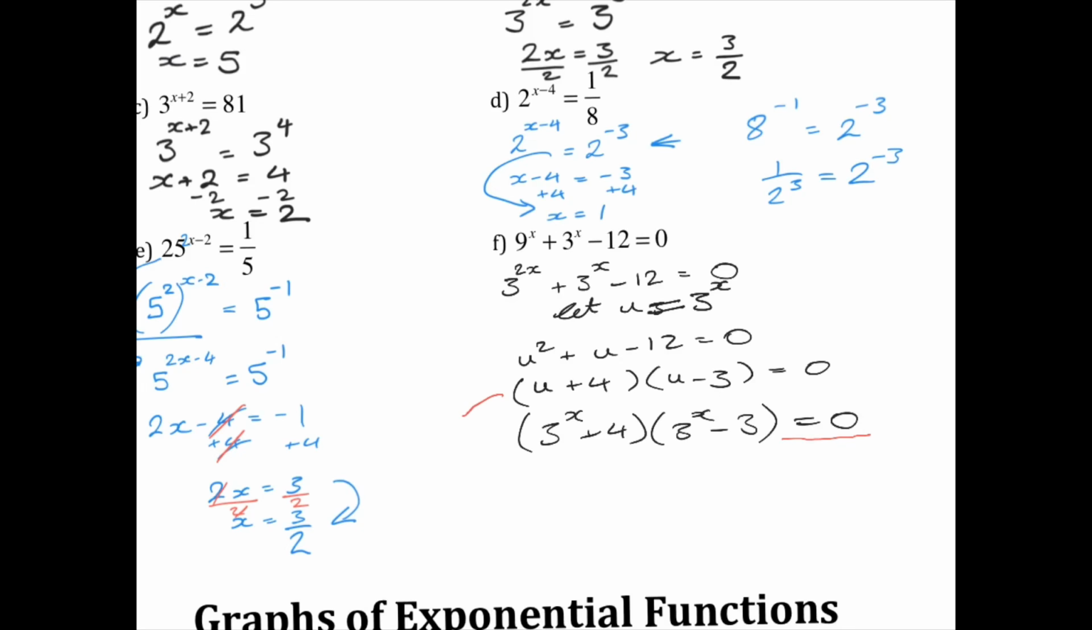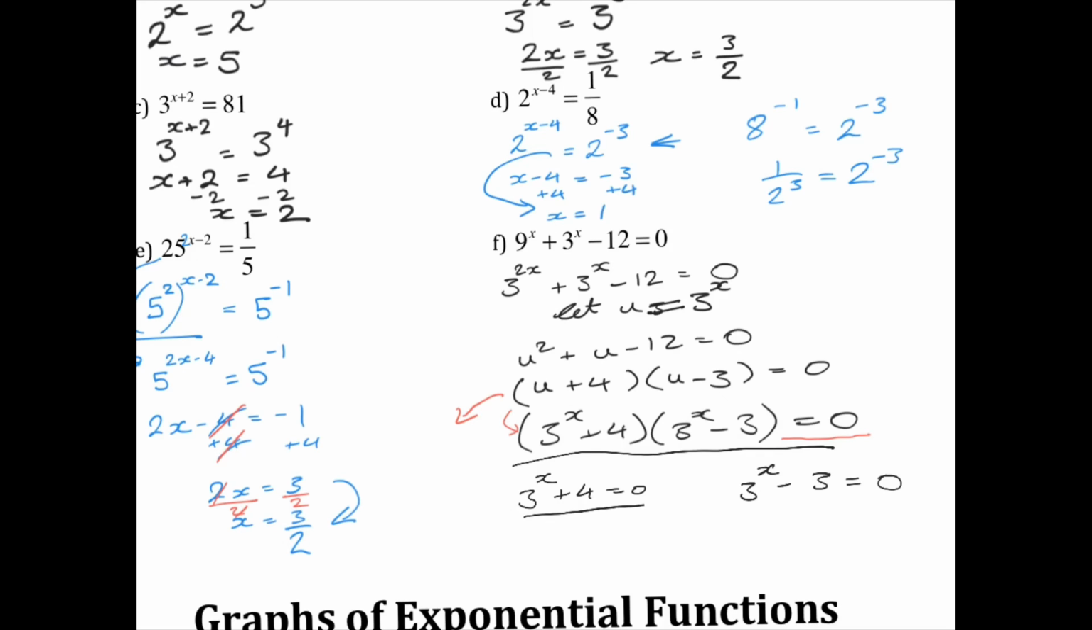Mm-hmm. And then, now it's up to you. From here, you might have solved for u and then substituted 3 to the x back in. Or you might have rewritten the factorization as x. Up to you. From this line, what can I say? You say that 3 to the x plus 4 equals 0, and then 3 to the x minus 3 equals 0? Beautiful. I like writing that out first because it's a bit more complicated than usual. So I think it's worth writing that.